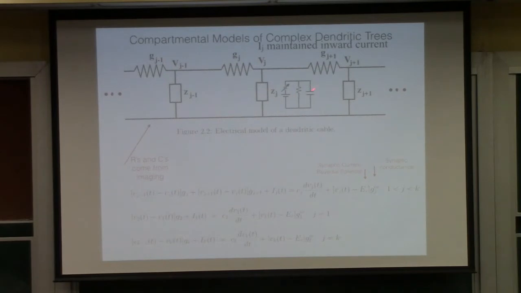In this circuit, this resistor here is the specific membrane resistance, the resistance of current flow through the surface area of the cylinder. This is a new element. It's a battery in series.